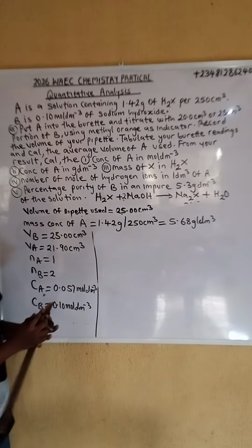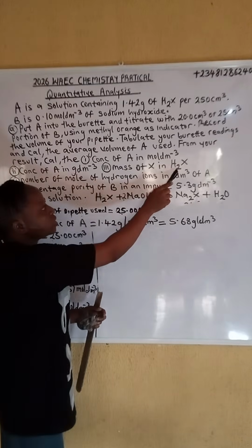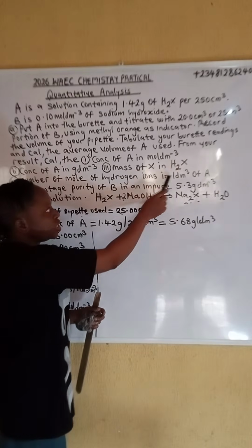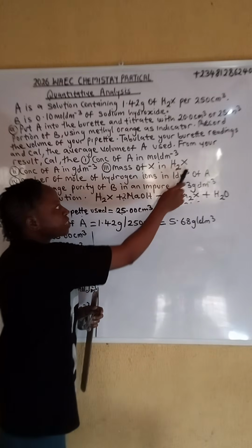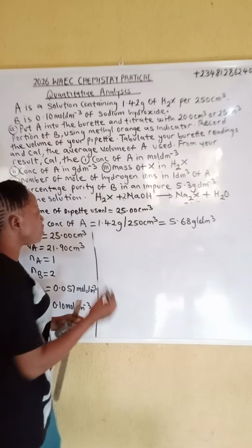Let's move to Roman figure 3. Now, in Roman figure 3, we are looking for the mass of X in this unknown acid. To find the mass of X in this unknown acid, we have to calculate the molar mass of the acid.